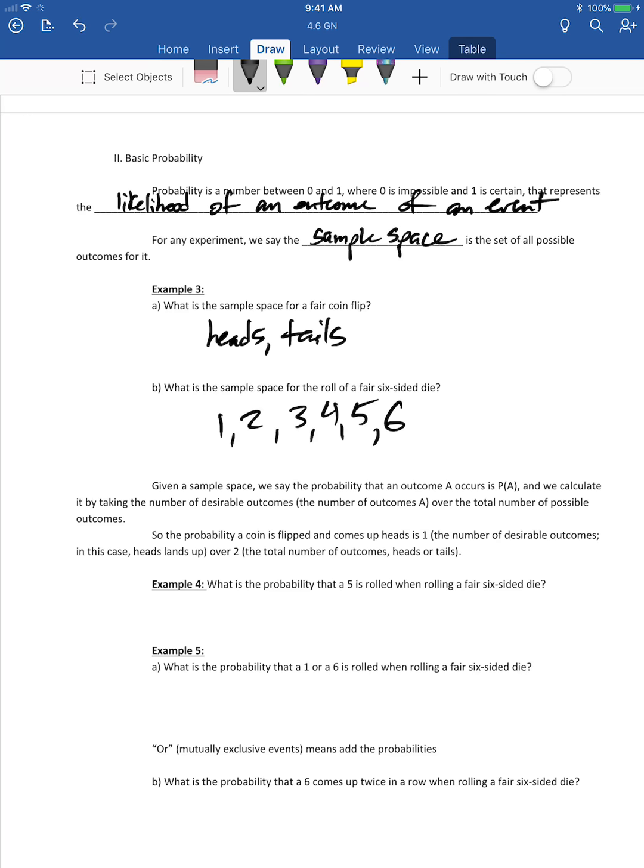Given a sample space, we say that the probability that an outcome A, whatever A is, occurs is P of A. So we'll say P is the probability. And we calculate it by taking the number of desirable outcomes, the number of outcomes A, over the total number of possible outcomes. So what do we mean by that?